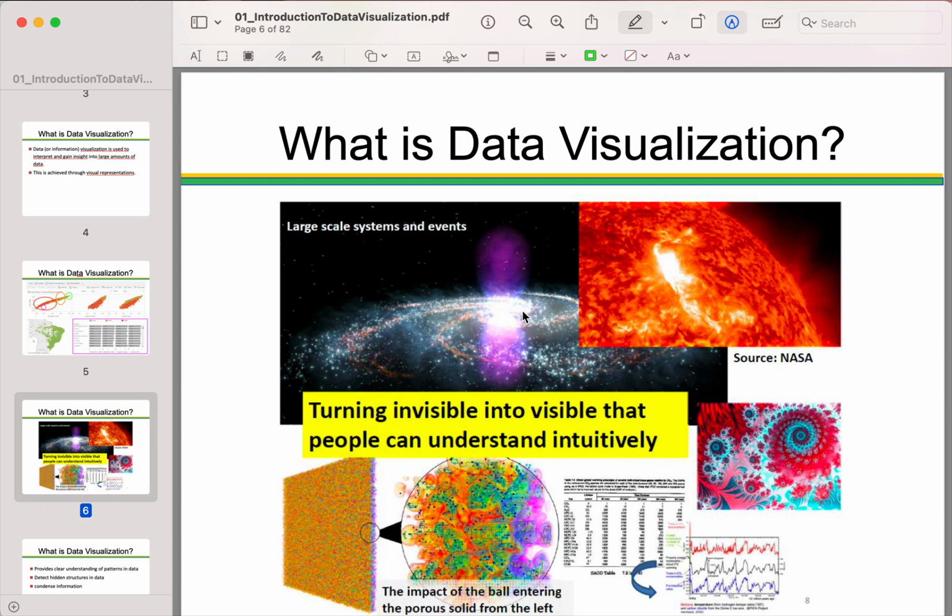This, as we can see here, is the cosmos or the universe, and that is a galaxy, and the galaxy is rotating. It also has this purple light coming out of its central sun, around which all the other suns or stars are rotating. So this right here is a visualization of astronomical data. Another visualization here is of the surface of the sun.